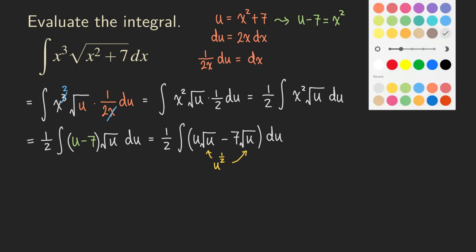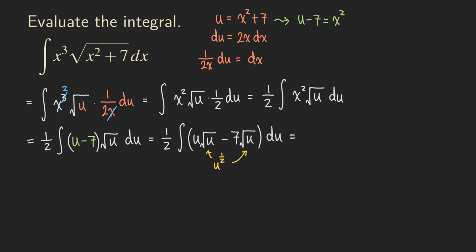Then we are going to get a new looking integral, which is 1 over 2 integral of u to the 3 over 2. Why is it 3 over 2? Because we are taking u to the first times u to the 1/2. 1 plus 1/2 will give you the 3 over 2. And then minus 7 times u to the 1/2. Okay, almost done, right? Those two terms can be integrated directly.